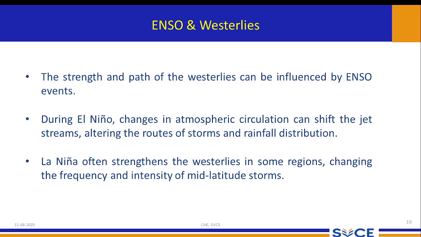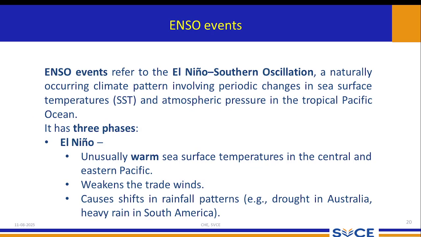What are ENSO events, which I mentioned? Within a few slides, I will explain what ENSO events are. Okay, so the strength and path of the westerlies can be influenced by ENSO events. During El Nino, changes in atmospheric circulation can shift the jet streams, altering the routes of storms and rainfall distribution. La Nina often strengthens the westerlies in some regions, changing the frequency and intensity of mid latitude storms.